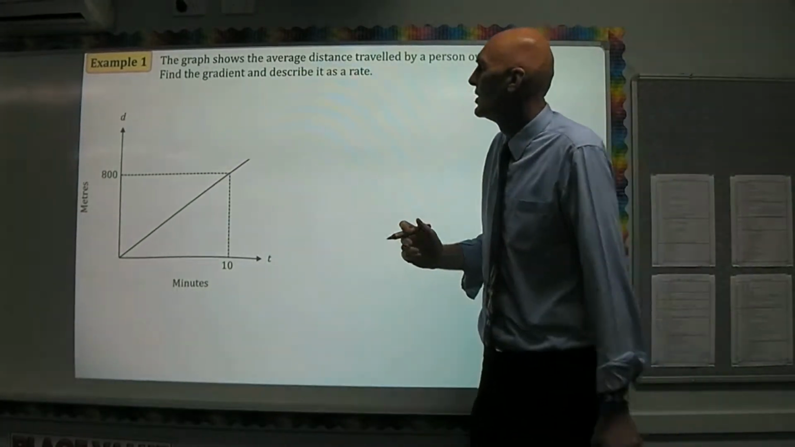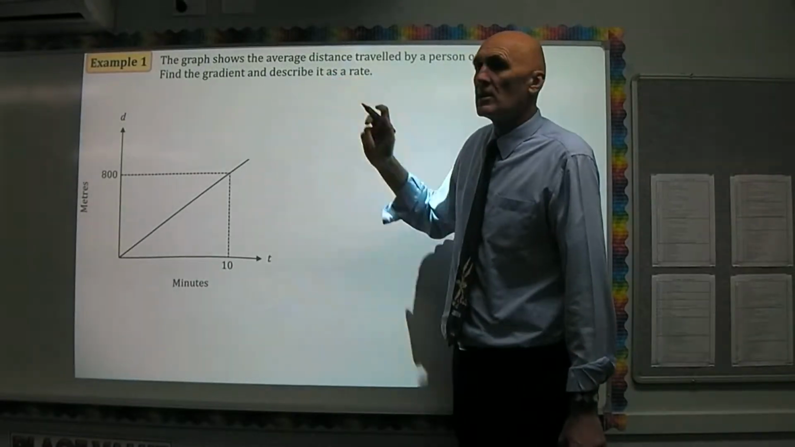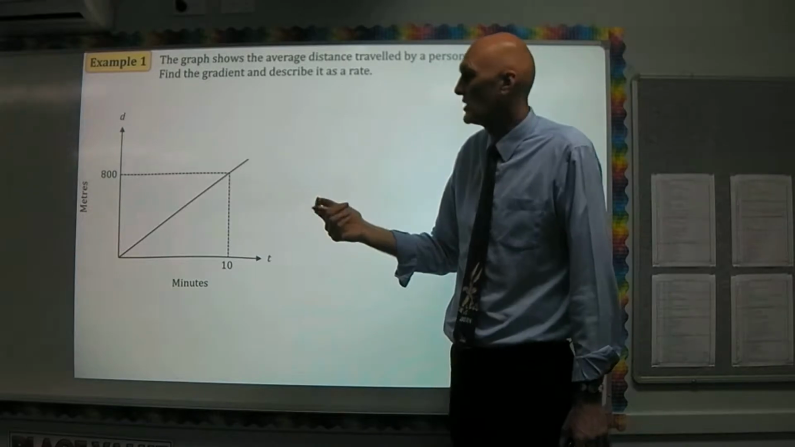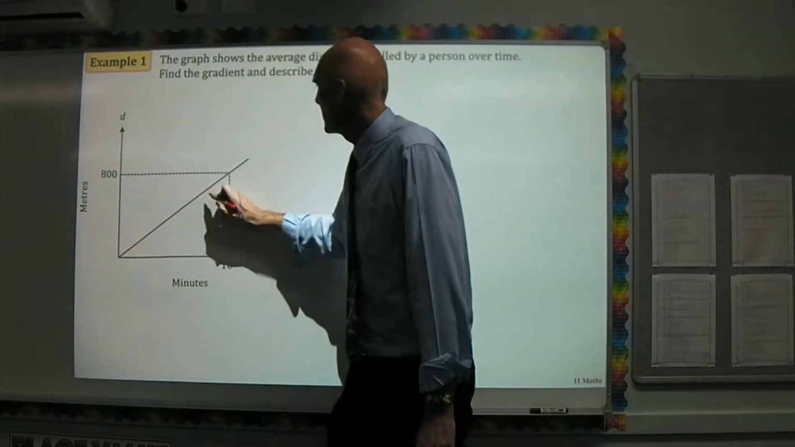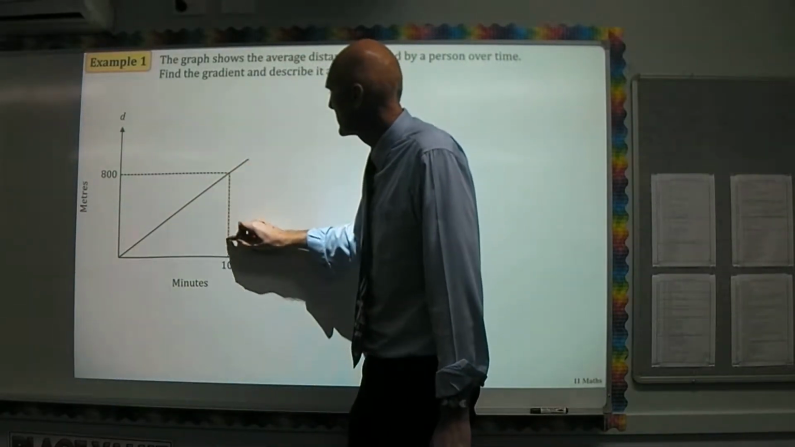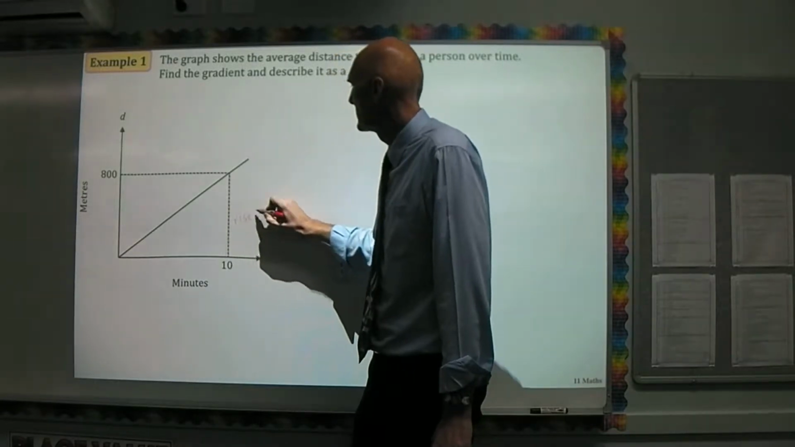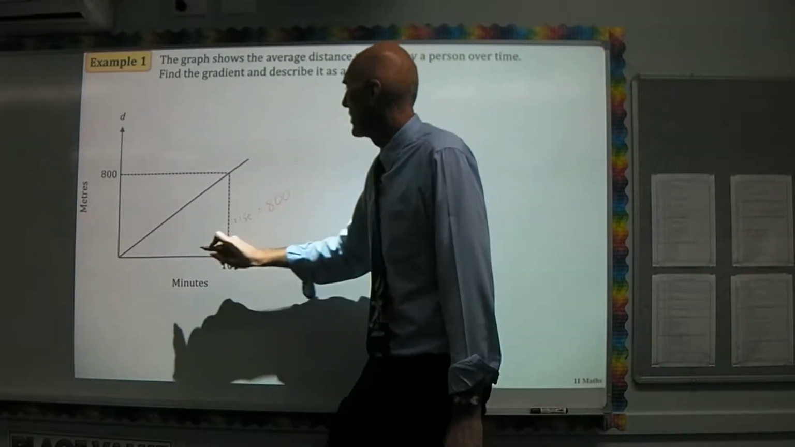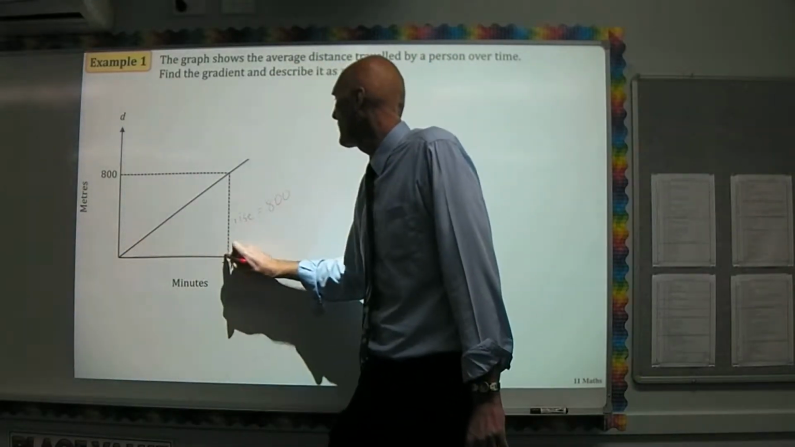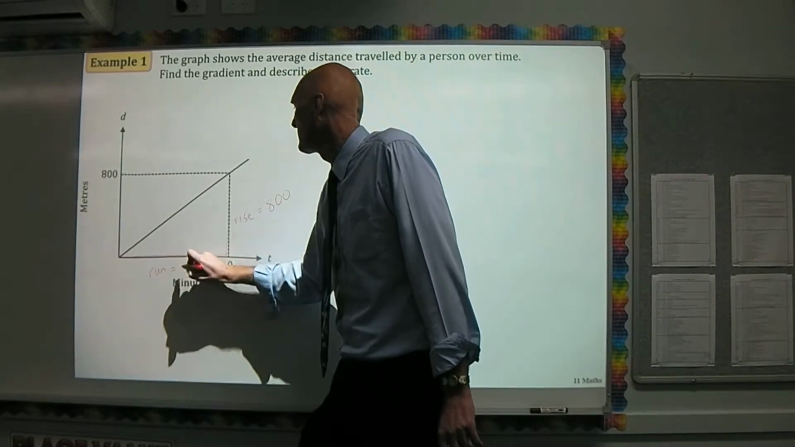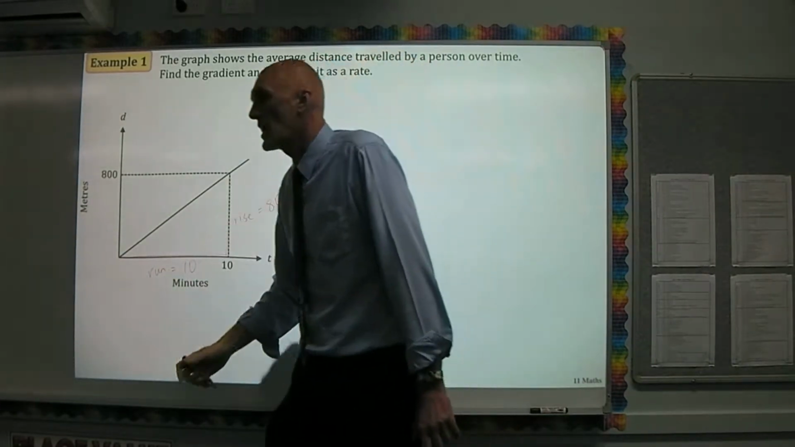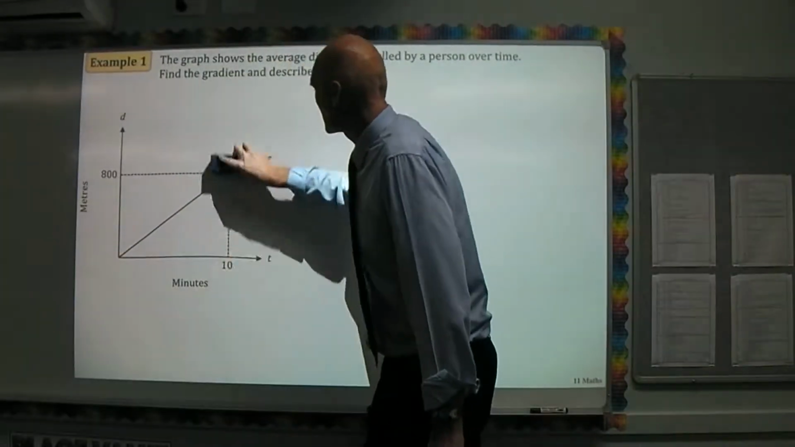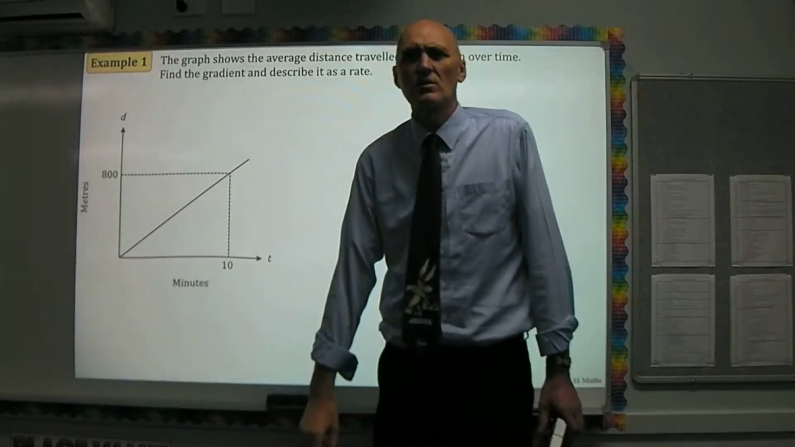If I'm starting with a straight line, how can I find the gradient if I've got a picture? Rise over run. So here's my line. I might use this one here as my rise. What's my rise? How high does that climb? 800. My run is the horizontal. How far does it go across? 10. So the rise over the run, 800 over 10. And you could draw that in if you wanted to.